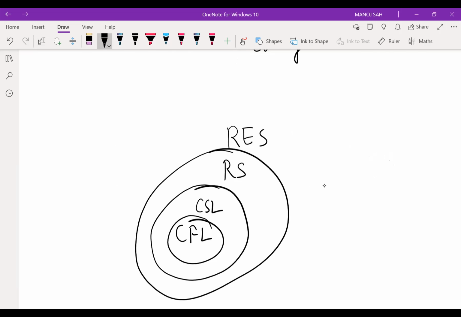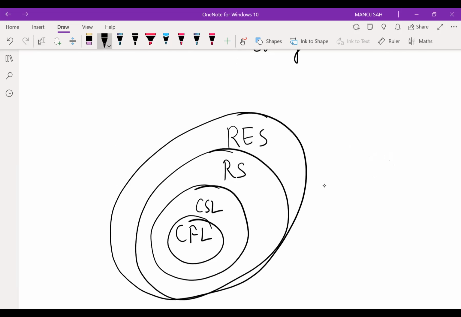ओके, सो फुल फॉर्म आपको ऑलरेडी पता है. Okay, so we will see this part in another video. One is recursive enumerable.